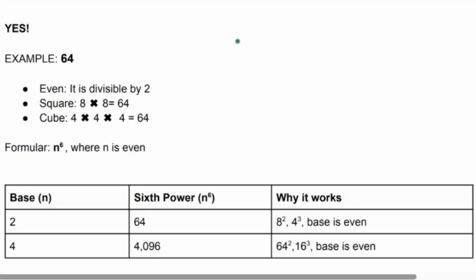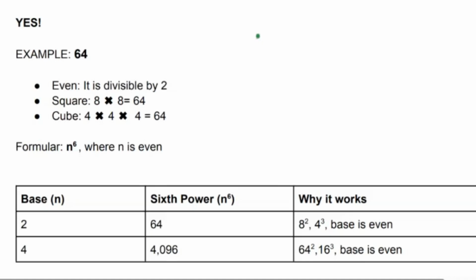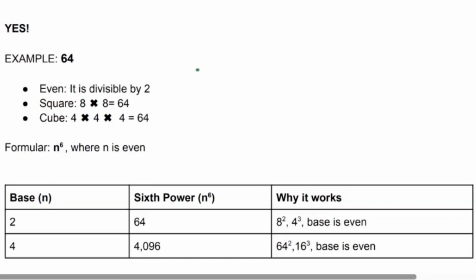So yes, a single number can be a perfect square, a perfect cube, and an even number simultaneously. The number 64 is a perfect example and it fits all the criteria. It's an even number, it's divisible by 2. It's a perfect square, that's 8 times 8 gives 64. It's a perfect cube, that's 4 times 4 times 4 gives 64.